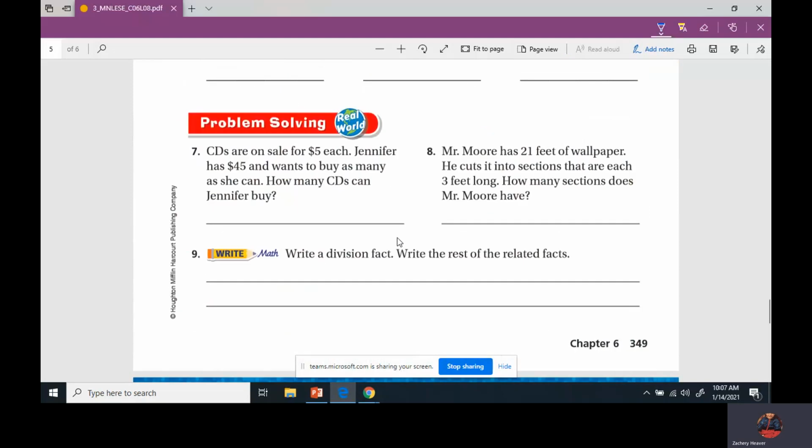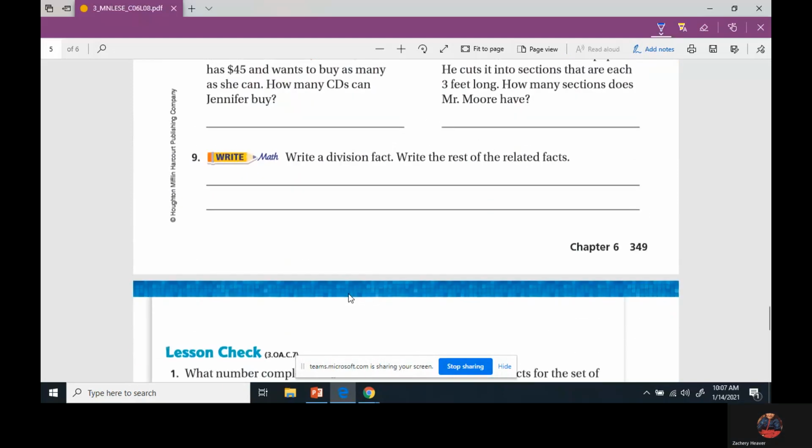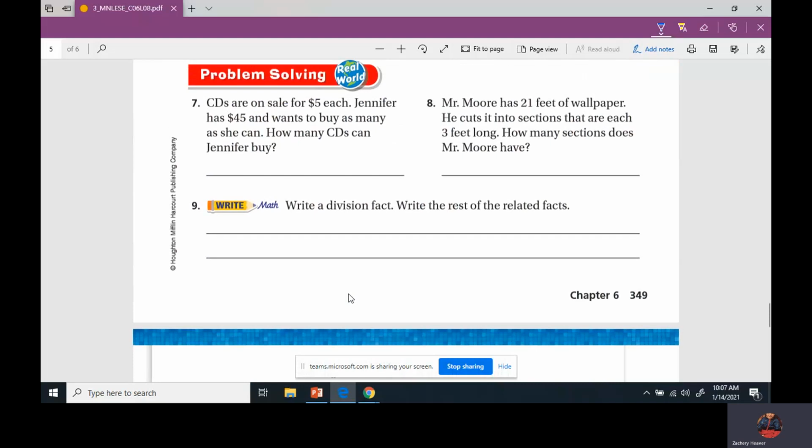Okay. You guys should be good on this. Down here, let's make it simple. Let's do 10 divided by 5 equals 2. Then we have 10 divided by 2 equals 5. 2 times 5 equals 10. And 5 times 2 equals 10. You do it like that. That's one. We wrote a division fact, and then we wrote the rest of the related facts.